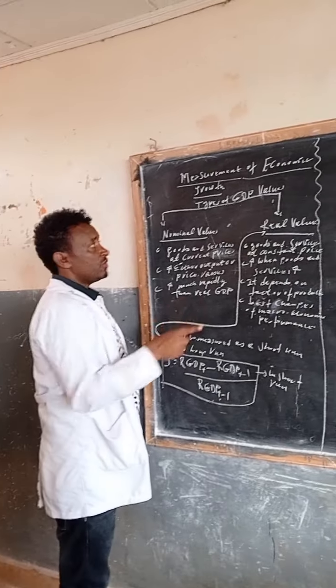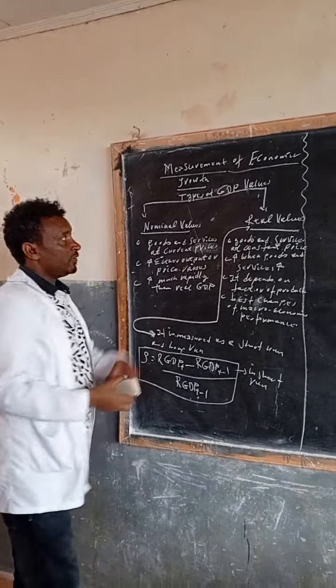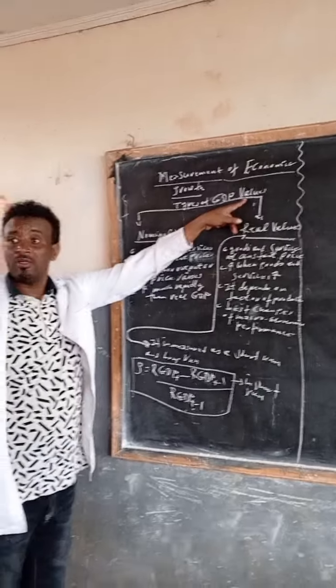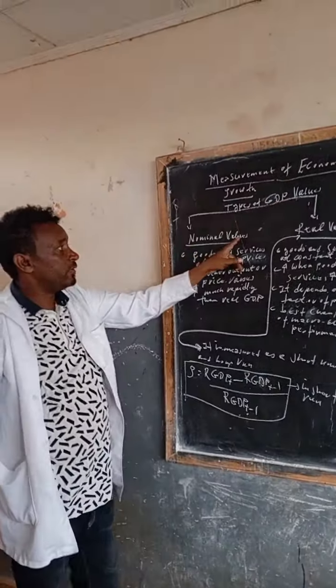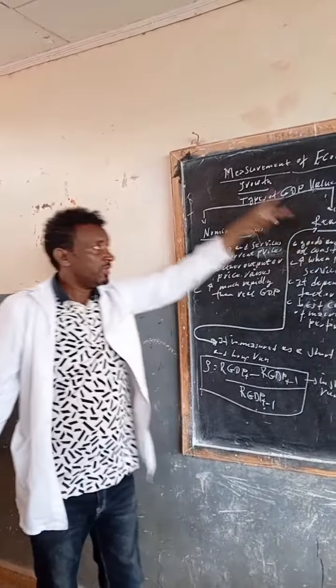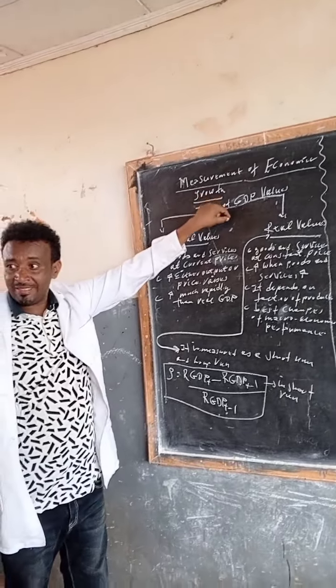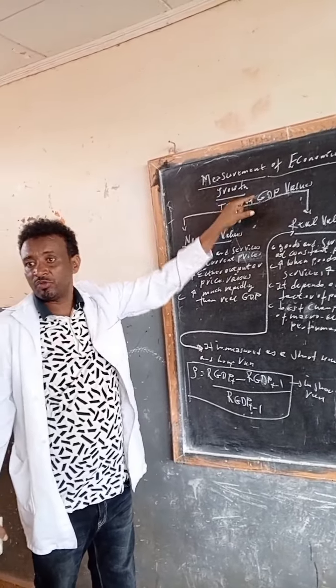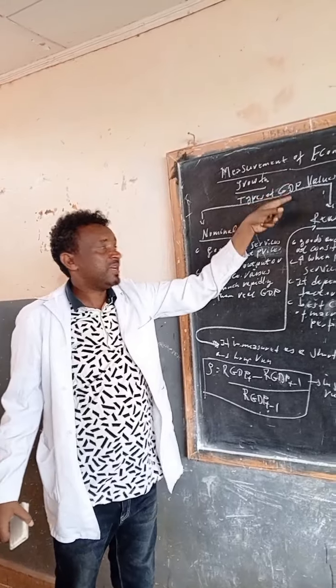can measure economic growth by using the what? The GDP. Now in this case, the GDP has two values. It has two values. The first one is nominal values, and the second one is what? Real values. Now the GDP, the one measurement of economic growth is said to be, we can measure it by using what? By using GDP.